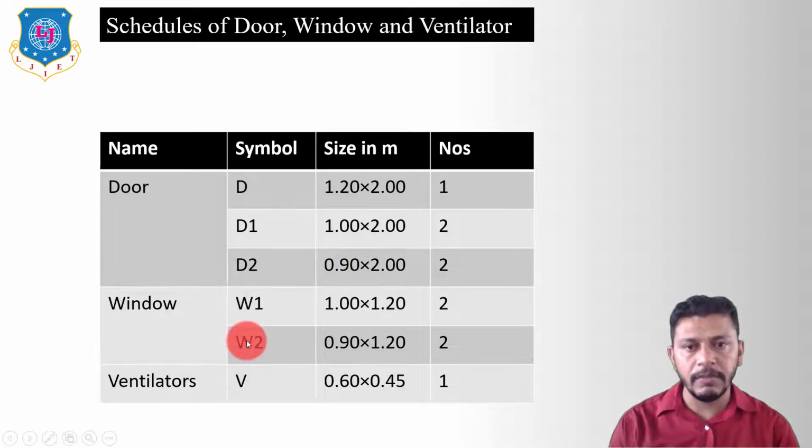Same for the windows, W1, W2. If a building has two windows of different sizes, that is W1 and W2, W1 is of size 1 meter into 1.20 meters, and the number of that type of window is 2. W2 size is 0.90 into 1.20 meters, and the number of windows is 2. So this is a simple example of how we can give the schedules of doors, windows and ventilators. Here for the ventilator we have shown V 0.60 into 0.40, and the number of ventilators is 1.